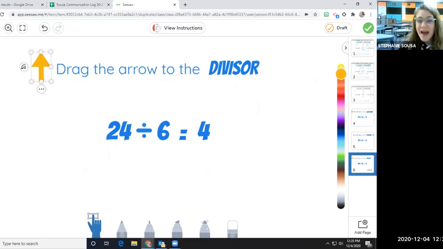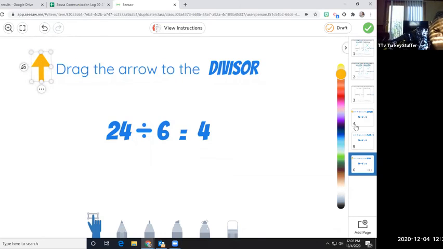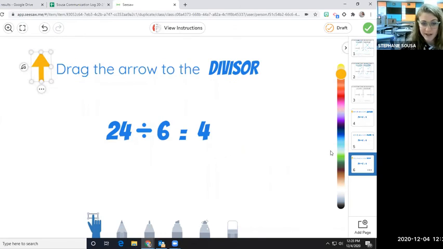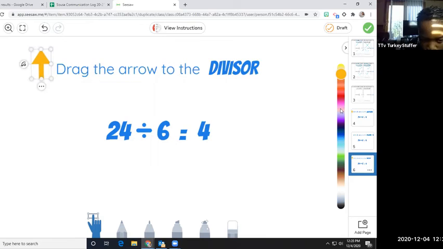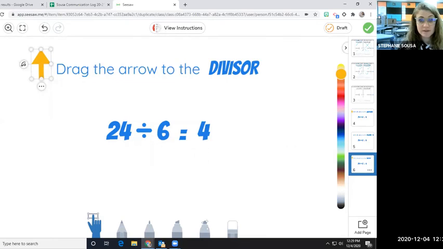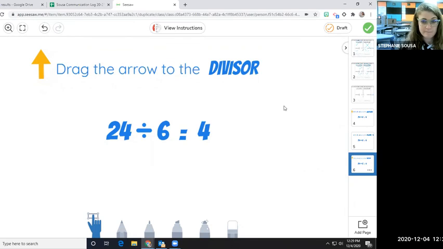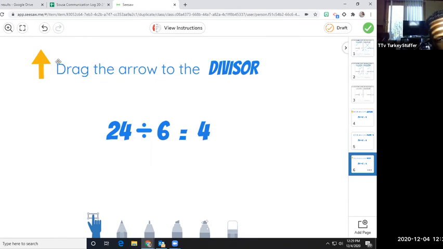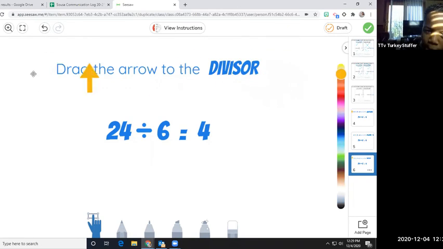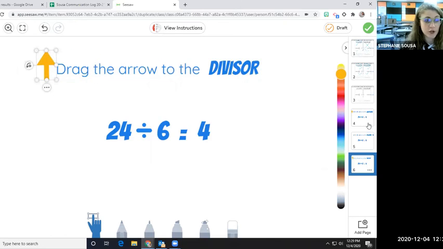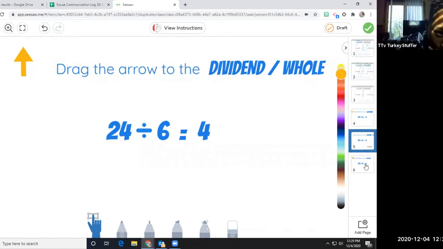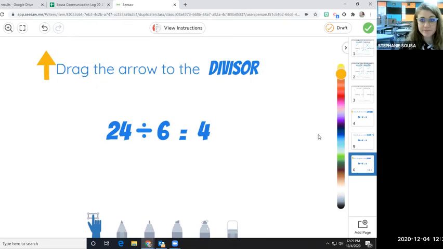Okay, you have math notes that you can use inside of your notebook to help you with the vocabulary, okay? Any questions on what you're going to do with the arrow? All good? Yes, Terrence. Just gonna drag it to the divisor in all of them? Yep, whatever it says to drag it to, that's where you're going to put it. The quotient, the dividend, and the divisor. Drag the arrow there. All right, lovely.